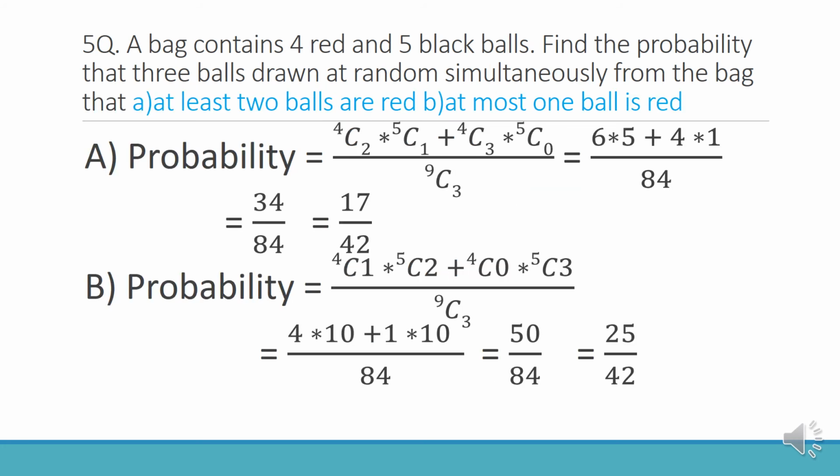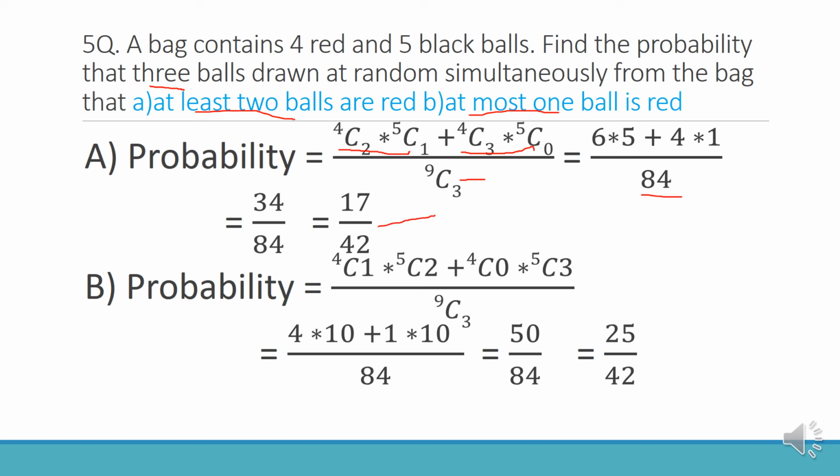Here three balls are drawn from the bag and they are asking to find the probability that A, at least two balls are red, B, at most one ball is red. At least two balls red means we can have two red balls or three red balls. So the probability is 4C2 into 5C1 plus 4C3 into 5C0, and the total possible outcomes is 9C3. That is equal to 6 into 5 plus 4 into 1 divided by 84. After solving this, we get the probability as 17 by 42.